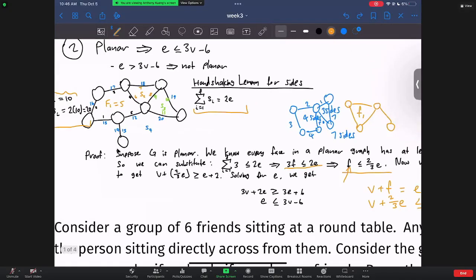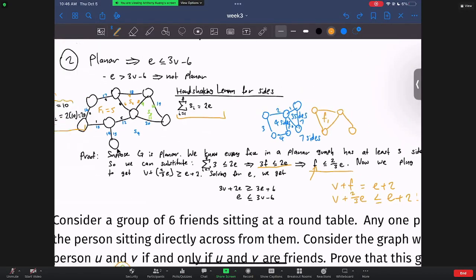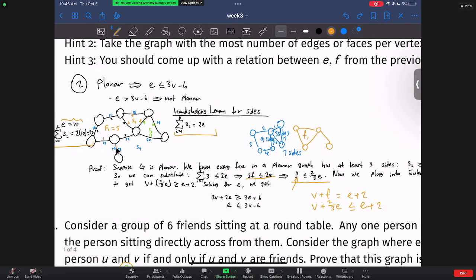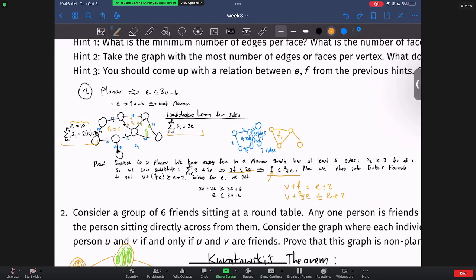So now we're going to go on with the proof. We're going to suppose that G is a planar graph. And we also know that every face in a planar graph has at least 3 sides. So S sub i is greater than or equal to 3 for all i. And to justify this, we can make the observation on any type of planar graph that every possible face has at least 3 sides. Otherwise, it's not a valid planar graph.